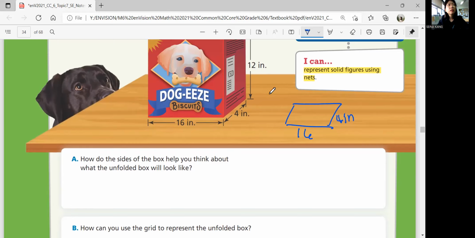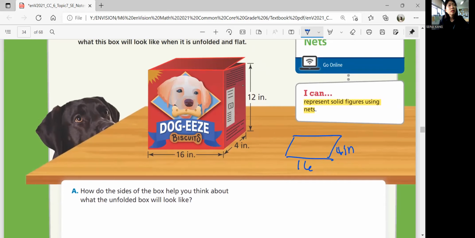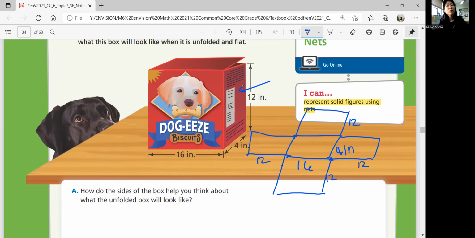What about the sides? The front cover side would have 12 inches long and 16 inches on the bottom, but you gotta lay it flat. And then what about this side? You can have 4 inches by 12 inches, and same here, 4 inches by 12 inches. And then the one on the back, you can't really see, but you know it's gonna have 12 inches by 16 inches, right?